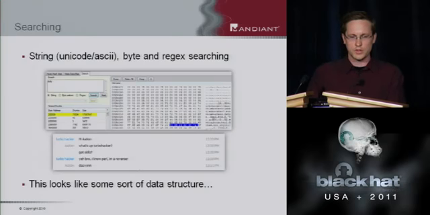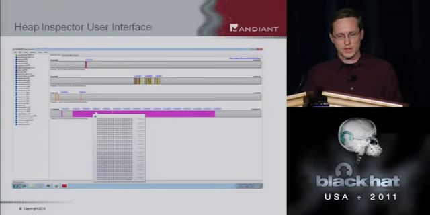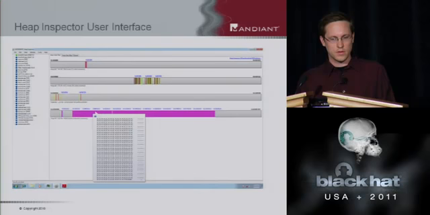And as I said, you can do searching for string, Unicode or ASCII, byte patterns, and regular expressions. This is the Skype conversation that resembles a data structure that could be scanned for. And here's the overall user interface. To the left is the list of active processes. To the right is the canvas where the maps are drawn. And there's two tabs, one for the heap hash map and one for the data map.